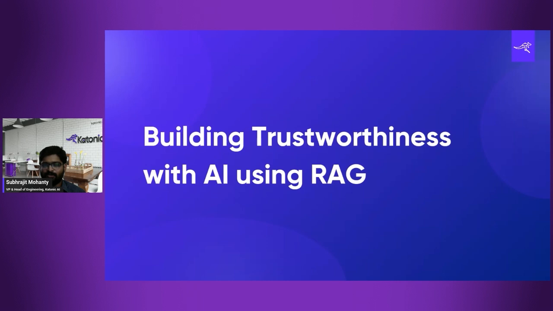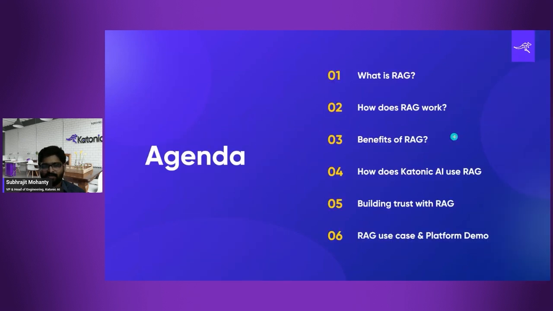So let's deep dive into the core of our topic today, building trustworthiness with AI using RAG, which stands for Retrieval-Augmented Generation. We'll start with an introduction to RAG and how it works. Then we'll explore its benefits. After that, we'll look at how Katonic AI incorporates RAG into our processes. We'll also discuss how RAG helps us build trust with stakeholders through transparency. Finally, we'll walk through a real-time example of RAG in action, followed by a live demo of our platform.